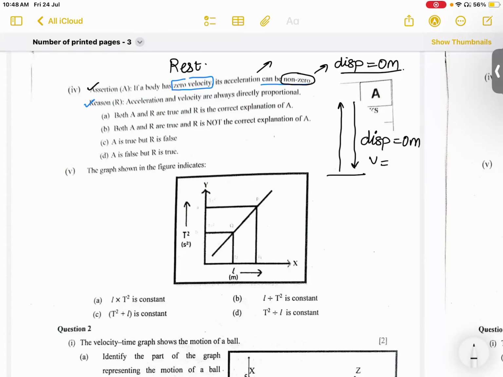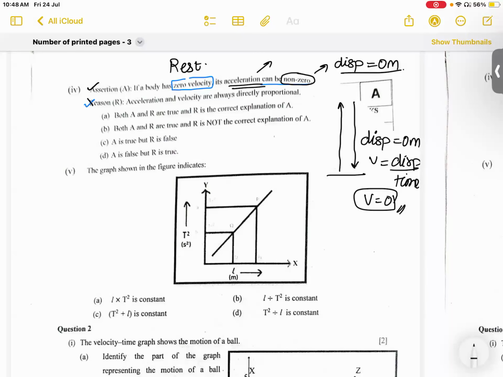So velocity will be displacement upon time. Displacement has become zero, so velocity also becomes zero, which basically means that acceleration can be non-zero. Acceleration can be anything. Acceleration is change in velocity. Okay. Acceleration and velocity are directly proportional to each other.